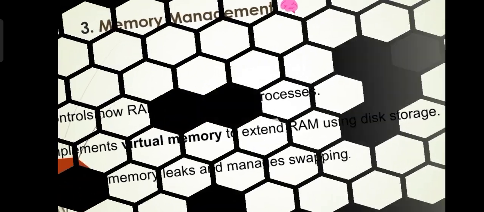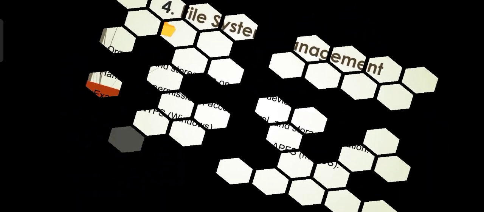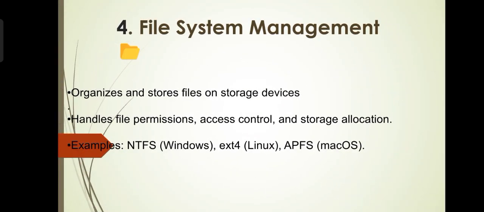And next is once again file system management. In file system management, it organizes and stores files on the storage devices. It handles file permission, it handles access control, and also the storage allocation. Examples of file system management include NTFS in Windows, ext4 in Linux, and APFS in macOS.